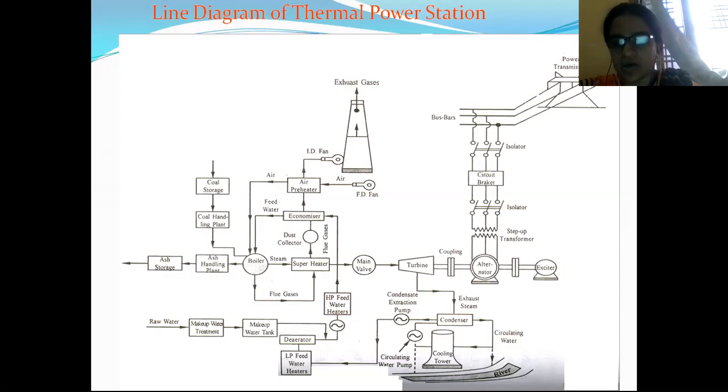So we need to add some more components in order to increase the steam energy, or in order to increase the thermal energy, we need to add some more heat energy. So we are using a superheater. What this superheater does is, it again increases the temperature of the steam. After the boiler, whatever steam energy is given to the superheater, it will increase the temperature of the steam.